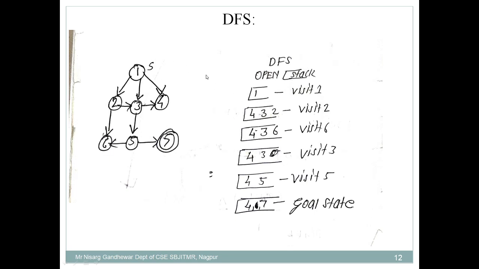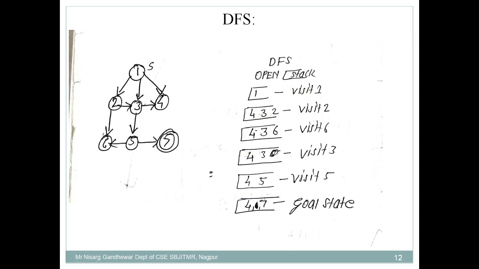In DFS, first of all we visit 1, then we visit 2. After that we visit 6 because we are moving in one direction first. After 6 we come back, then we visit 3. After 3 we visit 5, then 4, and finally we visit 7. So this is how we got the final state 7.